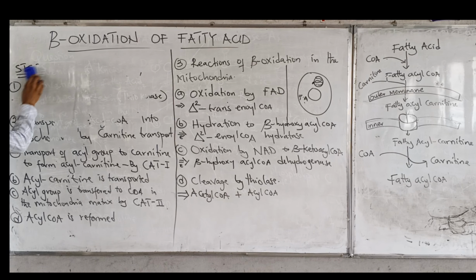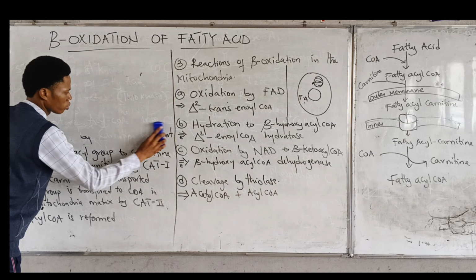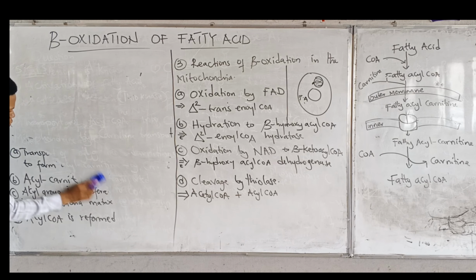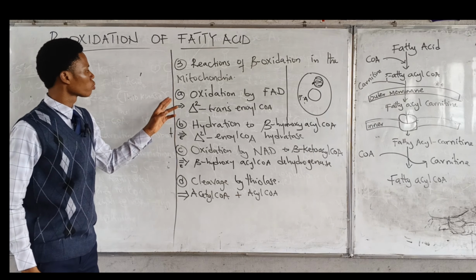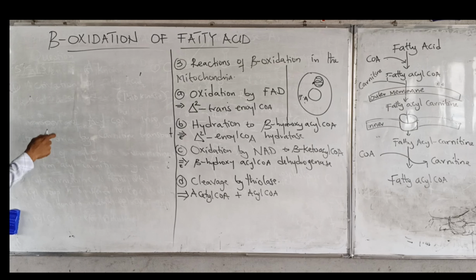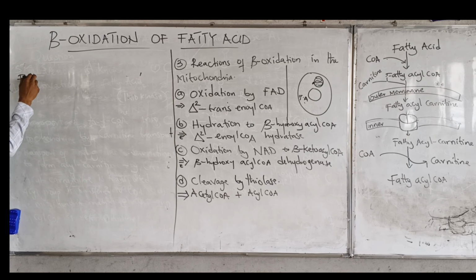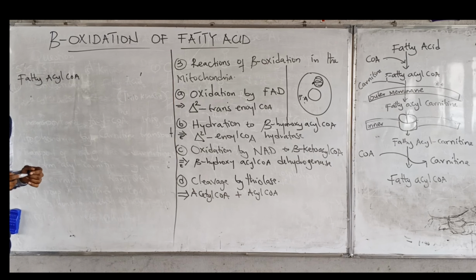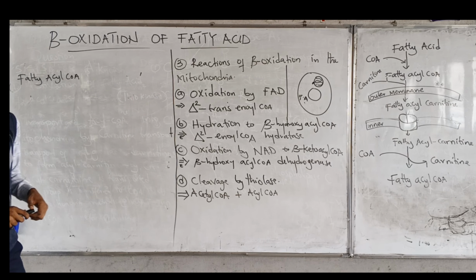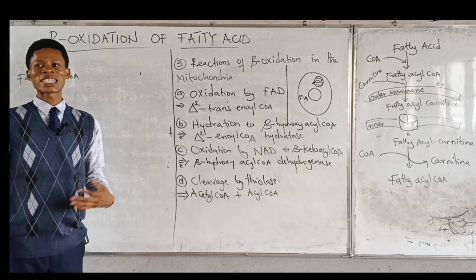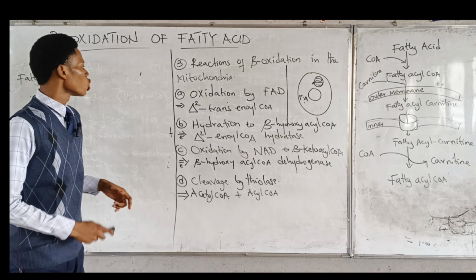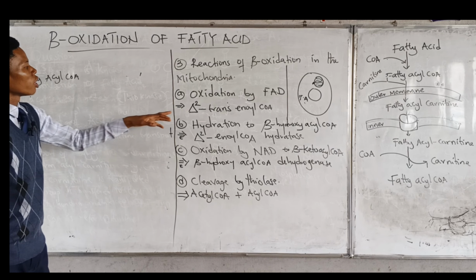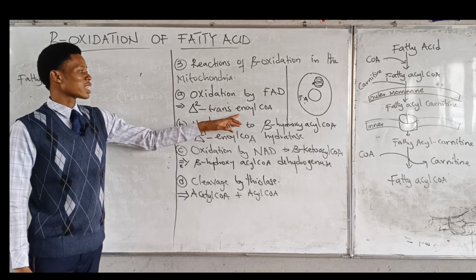Now, what is going to happen is the fatty acid-CoA inside the mitochondria will be oxidized by FAD. So the first step inside the mitochondria is oxidation by what? By FAD. So it will be oxidized to delta 2 trans-enoyl-CoA.